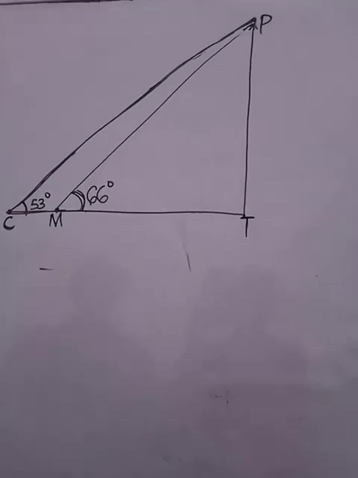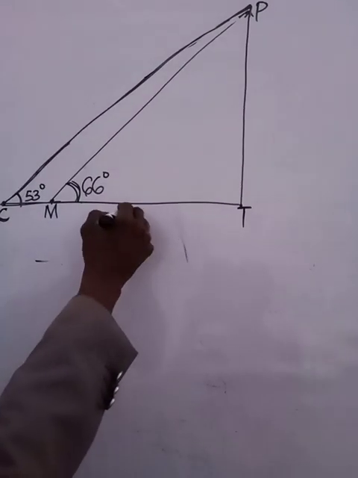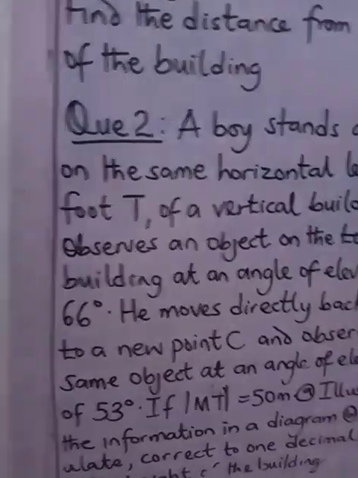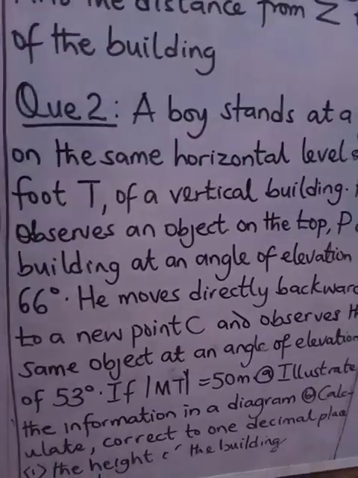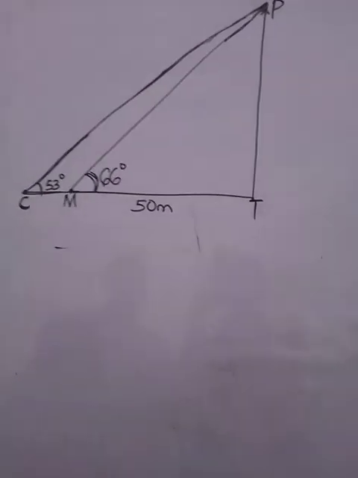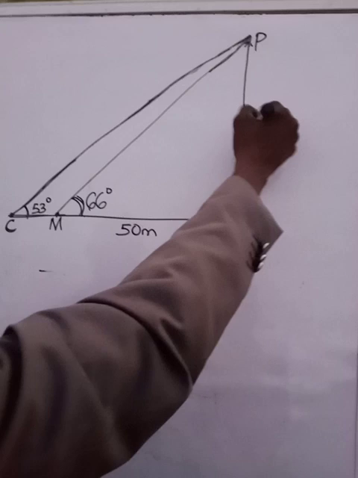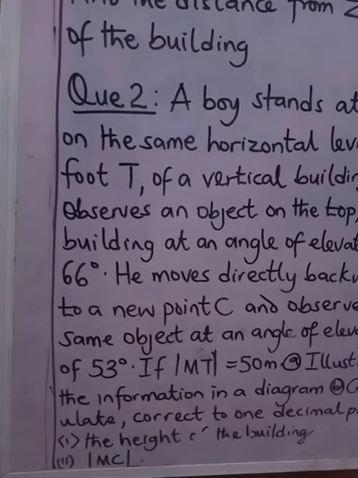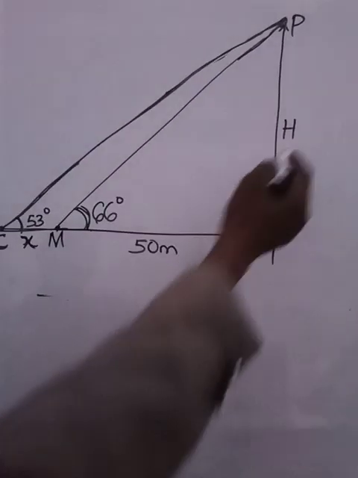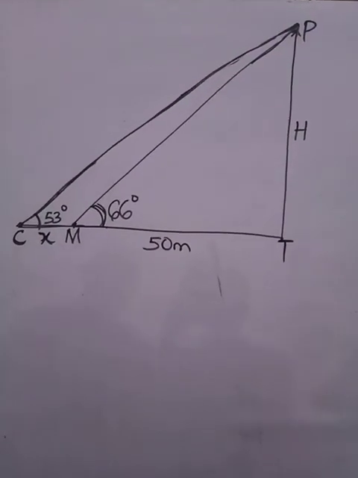If MT is 50 meters, that's what we have in the question. In the diagram, this is the illustration given. Then to calculate the height, we want to calculate h now. And the distance MC, let's call it x. Then the height h. So can we do that now?